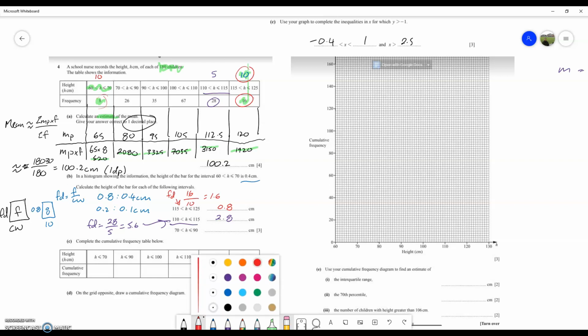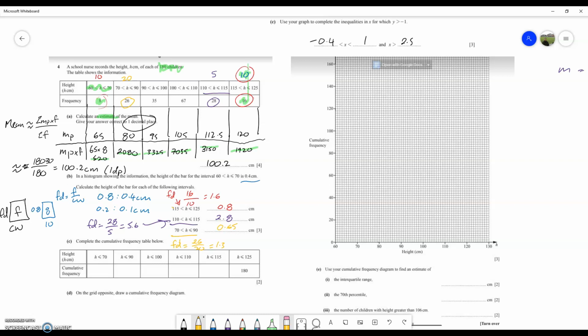Let's find a different color. So let's use yellow. For this last one, the class width is 20 and the frequency is 26. So the frequency density is 26 divided by 20, which is 1.3, which means that our height must be 0.65.